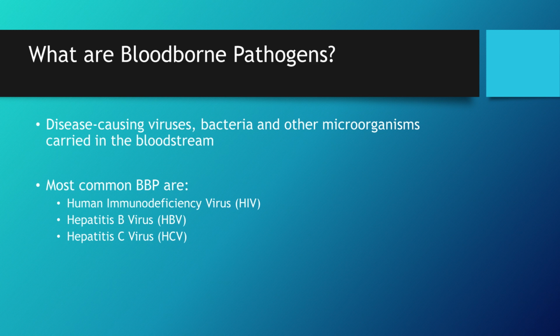What are bloodborne pathogens? Disease-causing viruses, bacteria and other microorganisms carried in the bloodstream. The most common bloodborne pathogens are human immunodeficiency virus, HIV, hepatitis B virus, HBV, and hepatitis C virus, HCV.